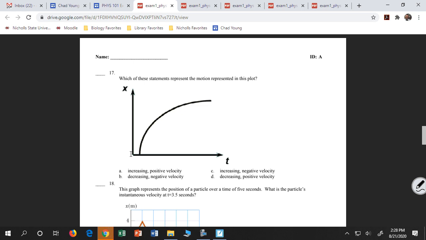It's a positive velocity because the slope of this graph is always positive. And is it increasing or decreasing? It's decreasing. It's getting slower. Big slope right here, really steep. Small slope right here, really shallow.